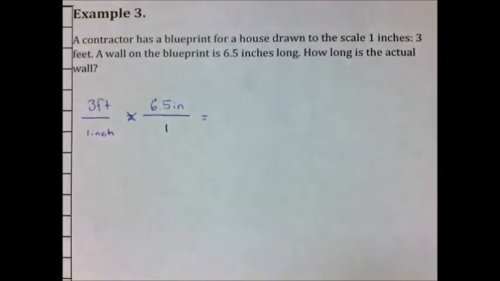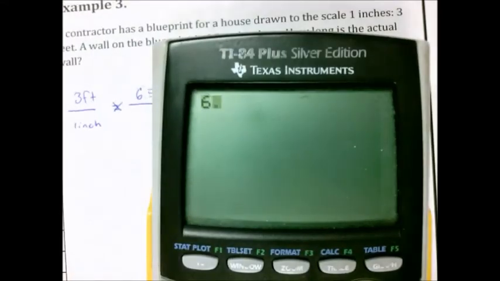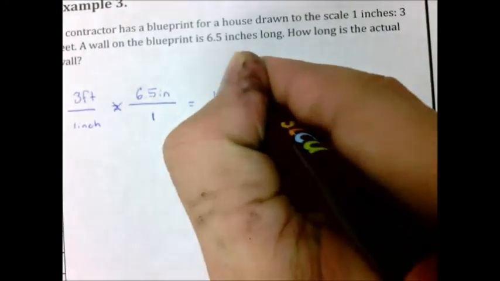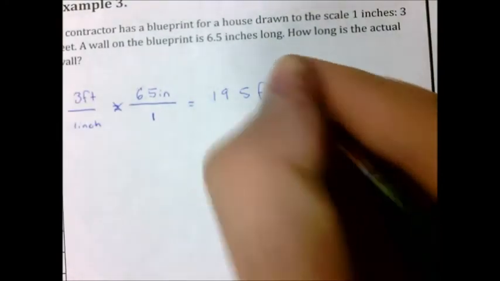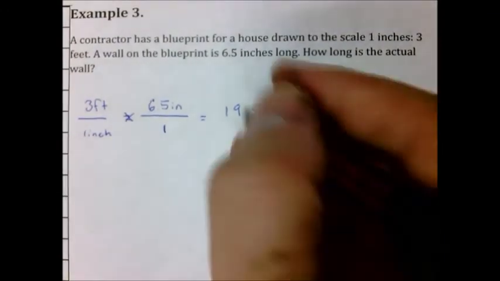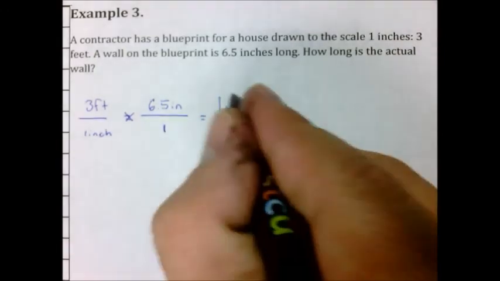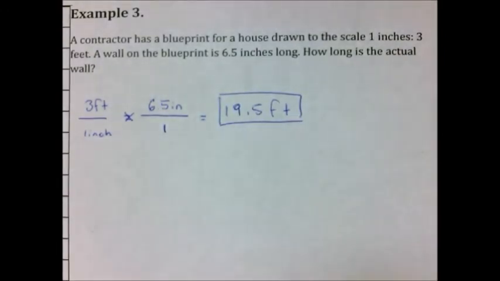That can get a little tricky when we have a decimal, so we're going to get our friend, the calculator. We say, hi friend, 6.5 times 3 is 19.5. Therefore, the actual length of that wall, in real life, when the contractor actually builds it, it should be 19.5 feet in length. Okay, and that's all we're doing here for today. We're just working on proportions.